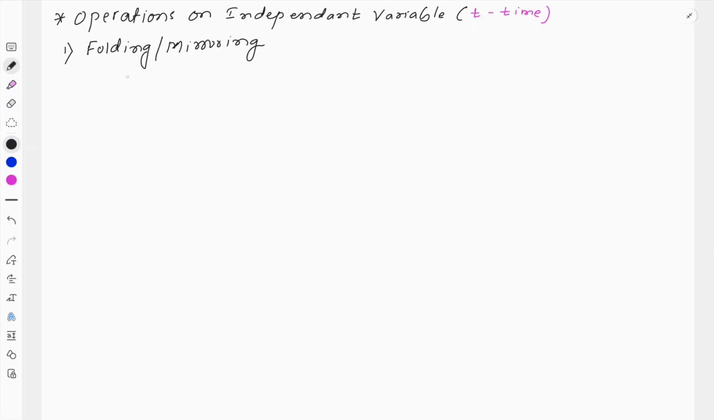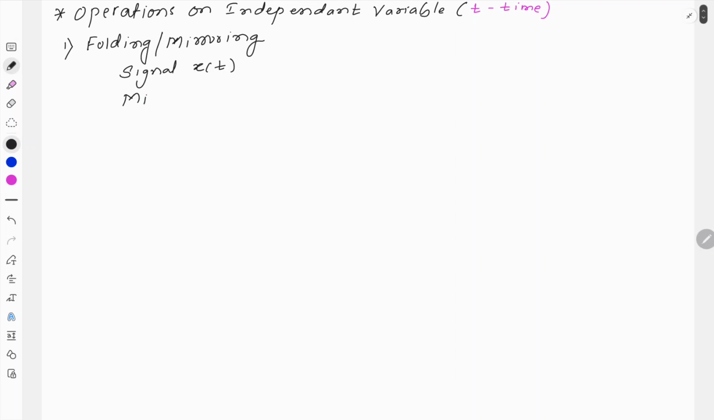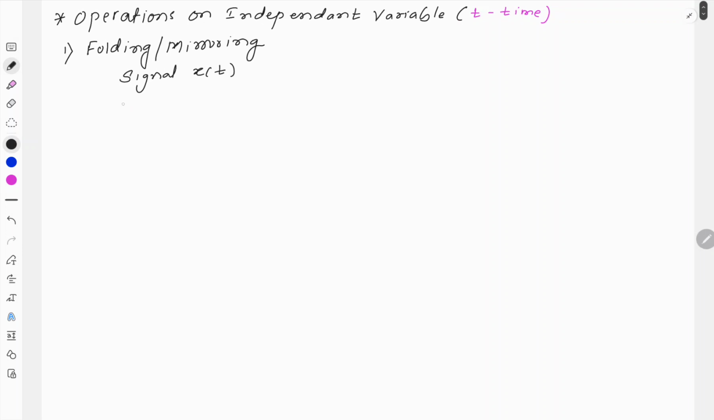So if we have a signal x of t, then its mirrored version or folded version, so instead of saying mirroring, we will follow the notation of folding. The folded version of this signal is denoted as x of minus t. So we are multiplying the time coordinate with minus.